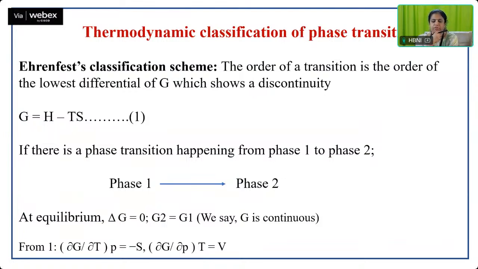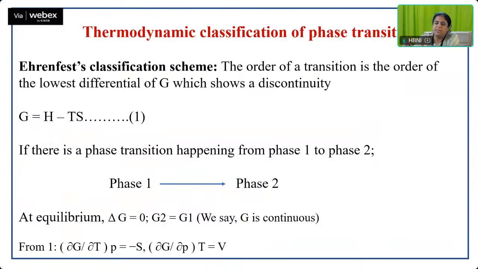Thermodynamic classification of phase transition. You would have heard about the first order phase transition, the second order phase transition. So what does it mean? Before starting all this, I will try to explain one term that I would be using in the next 10 minutes. What do I mean when I say that the thermodynamic quantity is continuous?